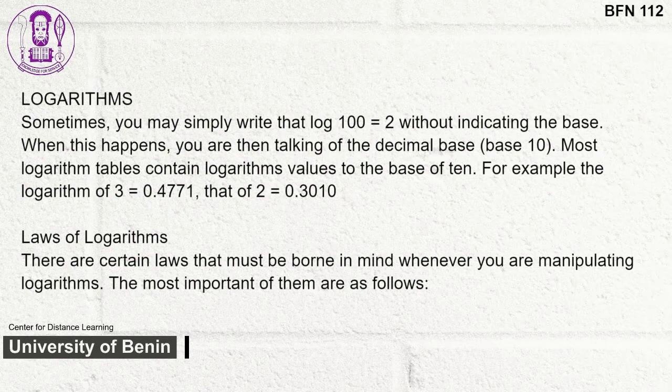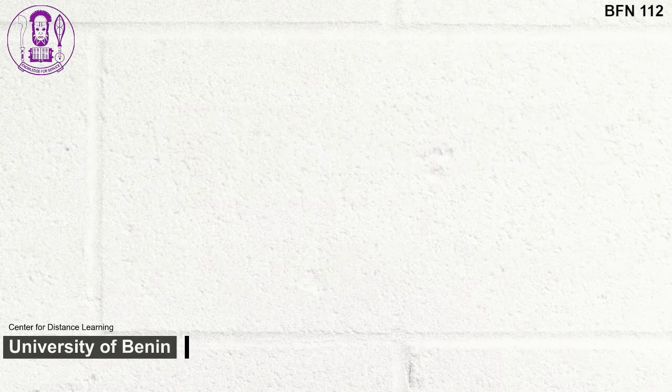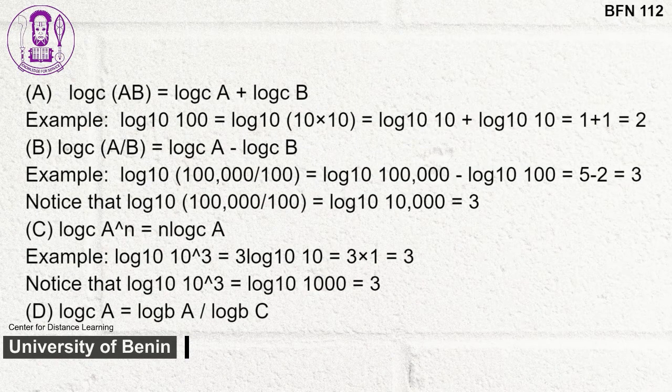Laws of logarithms. There are certain laws that must be borne in mind whenever you are manipulating logarithms. The most important of them are as follows. A: log base c of ab equals log base c of a plus log base c of b. Example: log base 10 of 100 equals log base 10 of (10 times 10), equals log base 10 of 10 plus log base 10 of 10, equals 1 plus 1, equals 2.